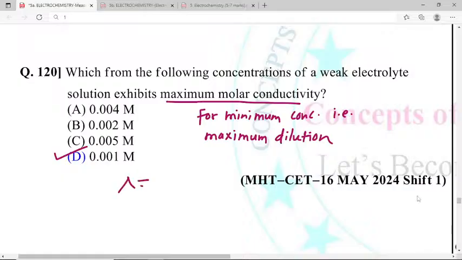Molar conductivity is equal to 1000 K by C.